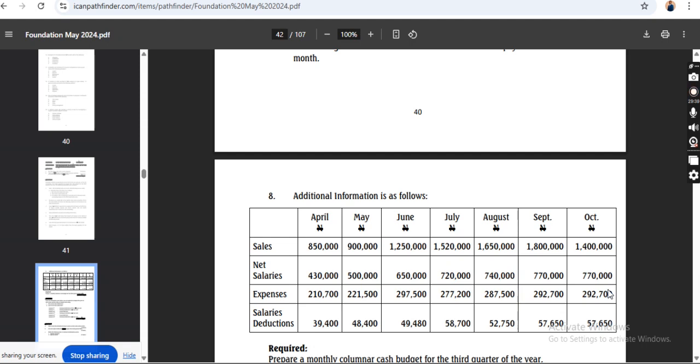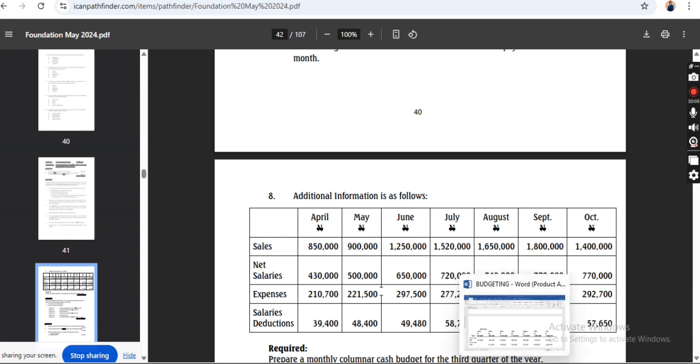And what is the month after the sales? Which is May. You will receive April sales in May. You will receive May in June, June in July, July in August, August in September, September in October, October in November, which we don't need, right? You can create a column for that.